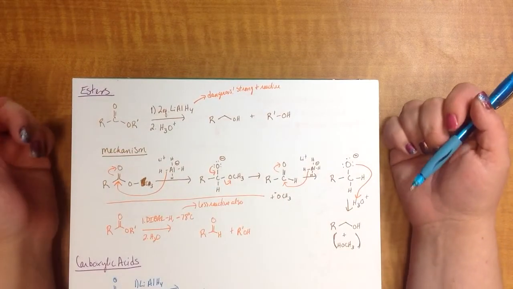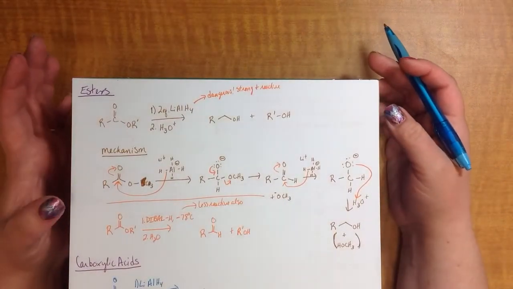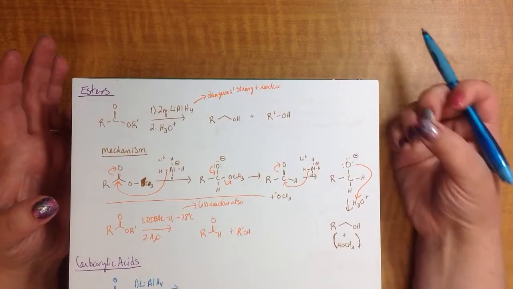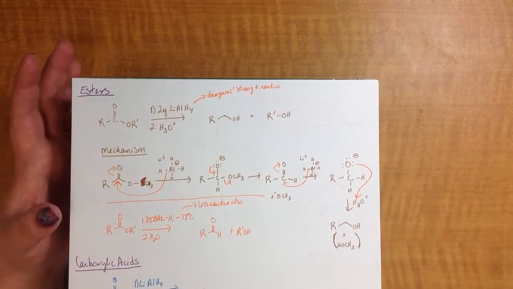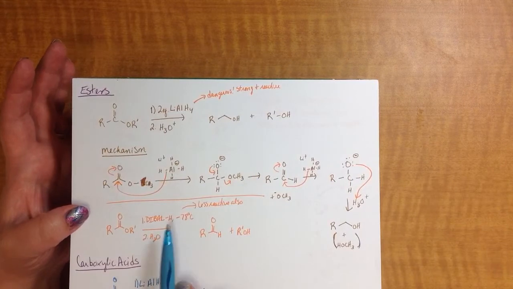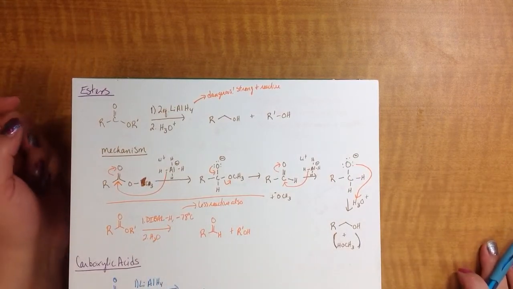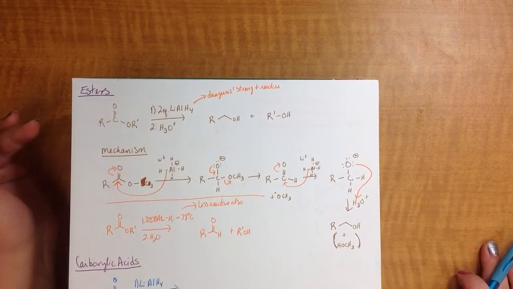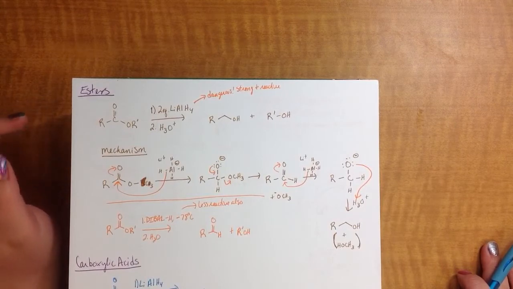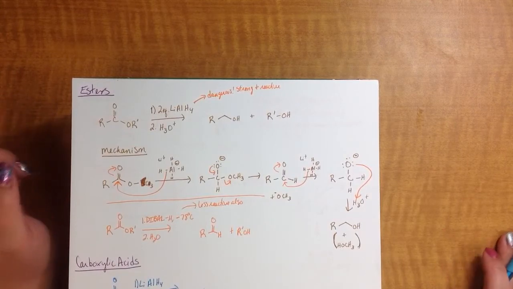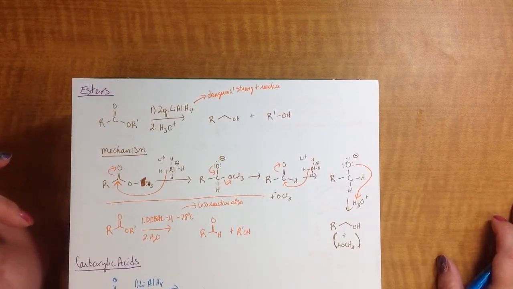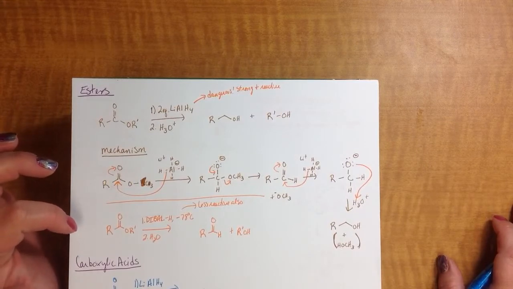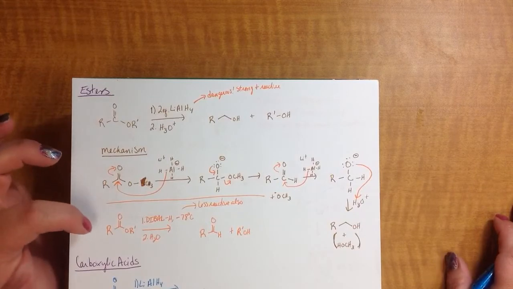Again, there are ways to make a less reactive hydride that is specific to an ester. We refer to this as DIBAL-H, which is diisopropyl something ALH right now that I can't think of. Maybe butyl aluminum hydride? I can't remember quite right now actually.